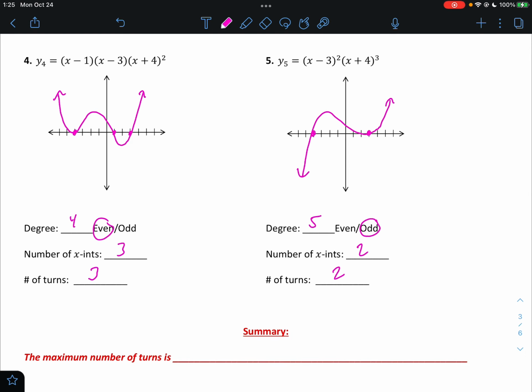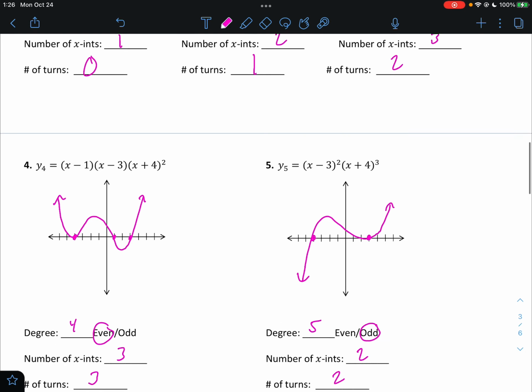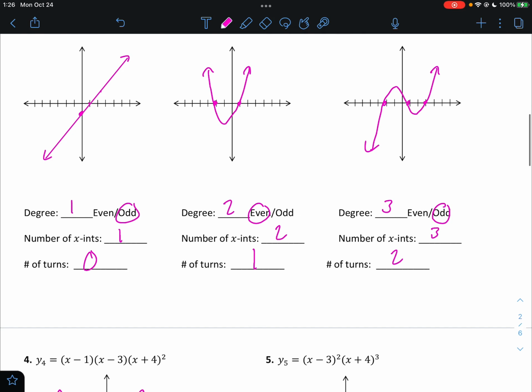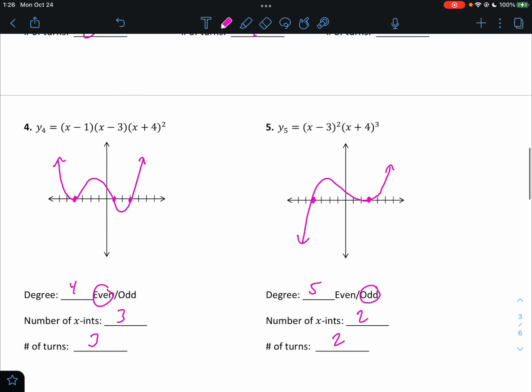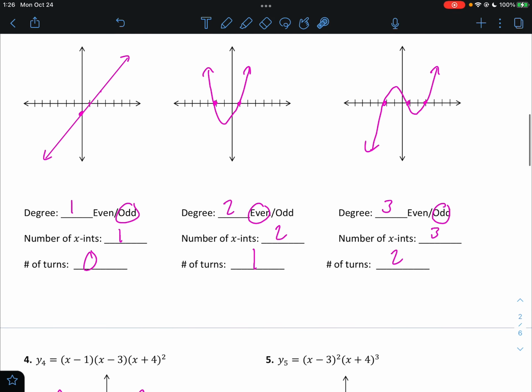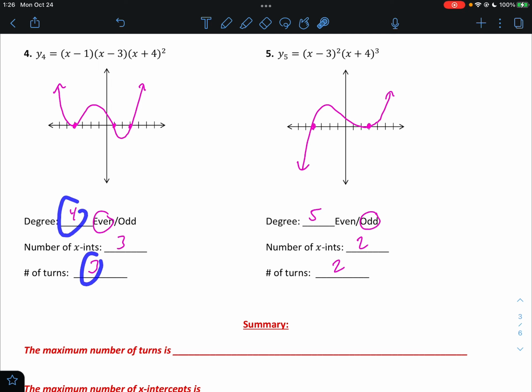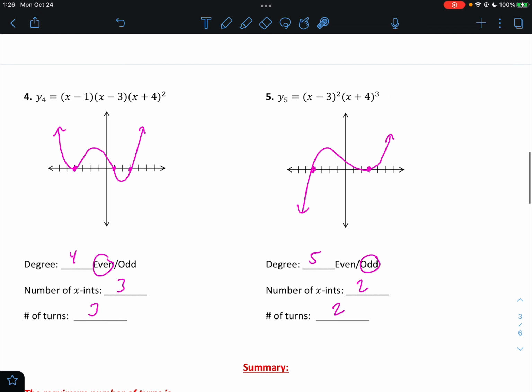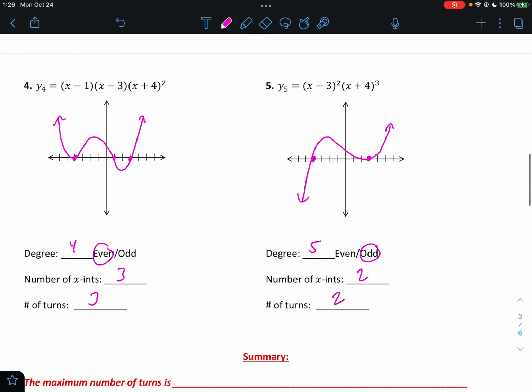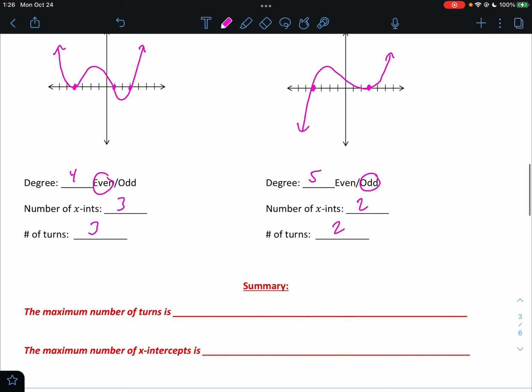So, a summary. We talked about this a couple of days ago. If you look at all these examples, look at the degree and the number of turns. You see the pattern developing here. The number of turns is always less than the degree, but the maximum number it's going to be is 1 less than the degree.